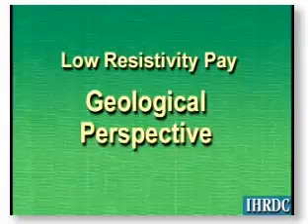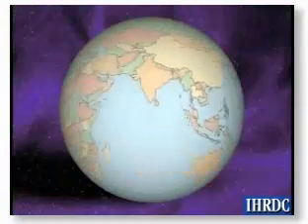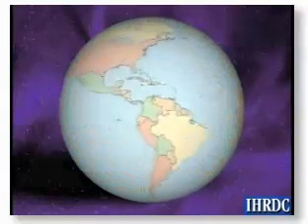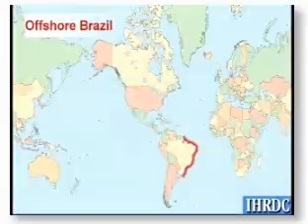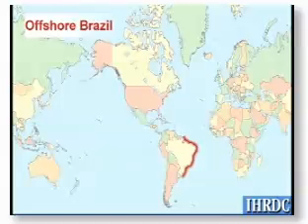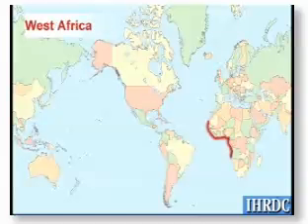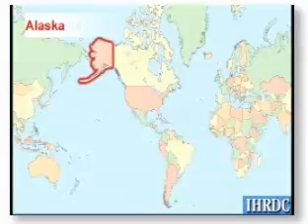Geological Perspective for Low Resistivity Pays. Low resistivity pays have been logged in wells throughout the world. They have been found in clastic basin regions, ranging from fields off the coast of Brazil to the Gulf of Mexico, the North Sea, West Africa, Indonesia, and Alaska.